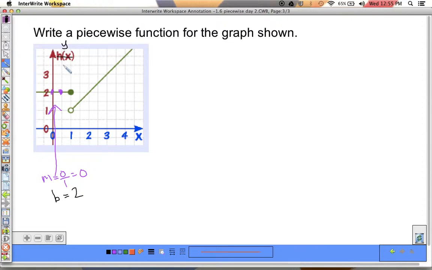So since it says h of x up here on the y-axis, that's what the name of my function is going to be. H of x equals, give me a bracket, and then we've got 0x plus 2. If I have a closed dot at 1, and it goes left. So x is less than or equal to 1.